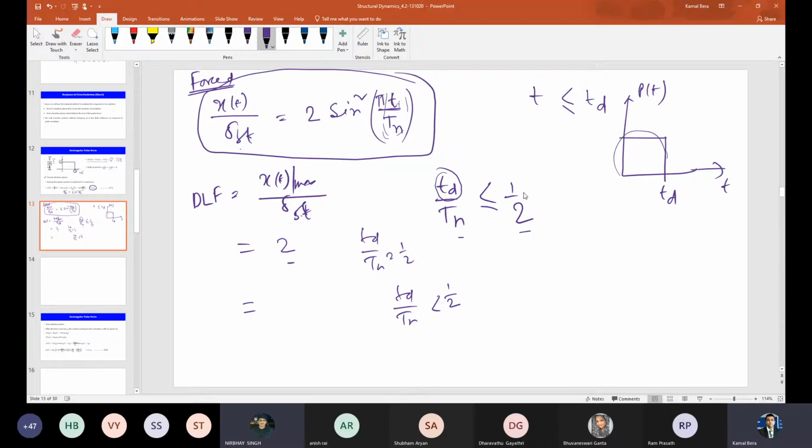Remember that T cannot be greater than Td, okay? So if Td by Tn is less than half, what will be my DLF? Less than 2, always less than 2, right? Yes, correct. Less than 2.